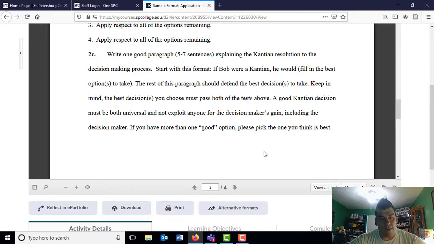So keep in mind, the best decision you choose has to pass both tests. So please don't propose an option down here that failed one of those tests. Because a good Kantian decision must both be universal and not exploit anyone for the decision maker's gain, okay, including themselves. And if you have more than one good option, please feel free to pick the one that you think's best, because we're going to narrow that down to a couple options in the final part of this project. So, while they're all good, if you want to pick one that you think is most good, I don't have a problem with that, okay? In fact, I would even encourage it, okay?